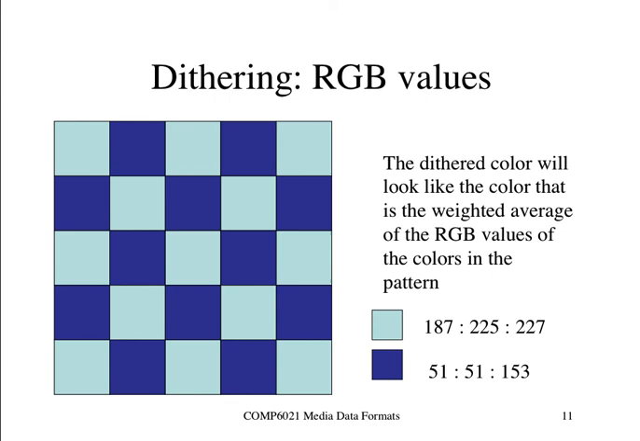Here it's somewhat similar, but it's easier because they're in a 50-50 ratio. So at least the weighted average here is simpler to calculate. The dithered color is going to look like the weighted average of the RGB values from the colors in the pattern. Here we have a light blue and a dark blue, and what we would expect then is some sort of in-between blue.